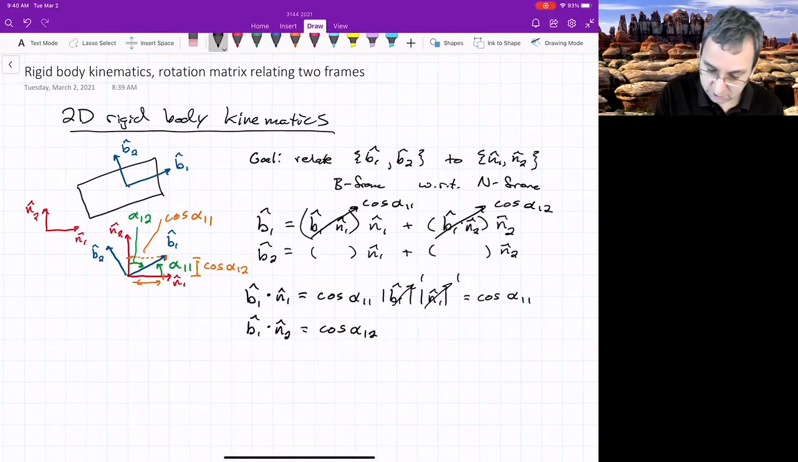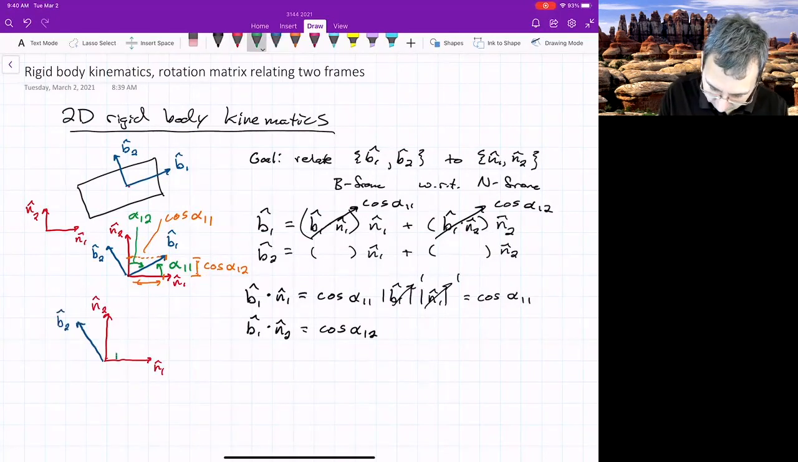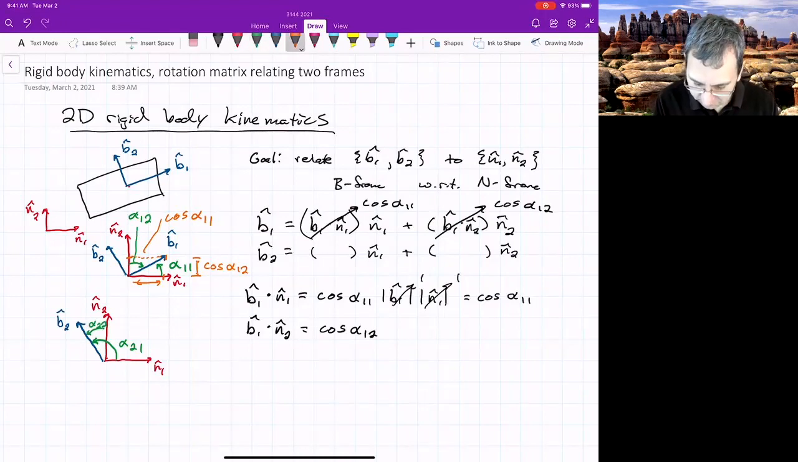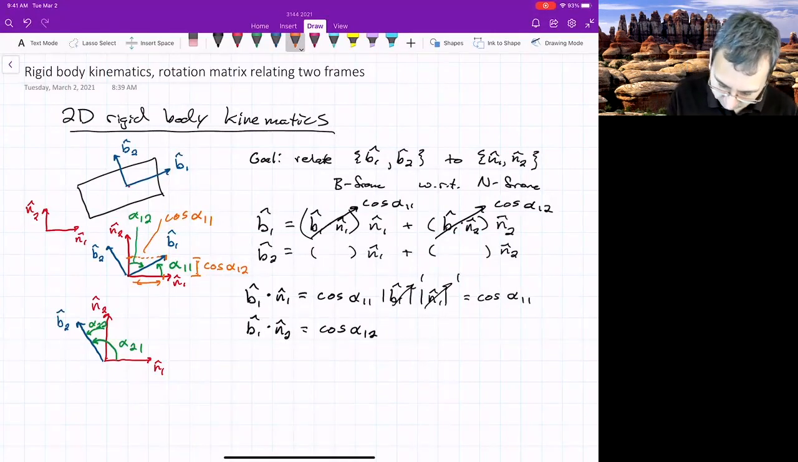We're going to define two more angles. This is getting a little cluttered here, so maybe I'll repeat it down here to describe what we've got for B2. This angle is alpha 2, 1. And what's the other angle? This angle is alpha 2, 2. And the projection of B2 onto N1, we could write it either up here, I'll write it that way. So this is cosine of alpha 2, 1. And this is cosine of alpha 2, 2.